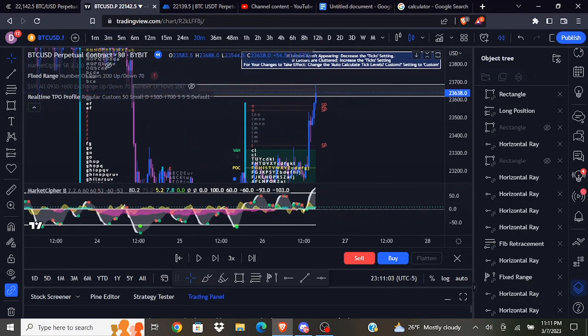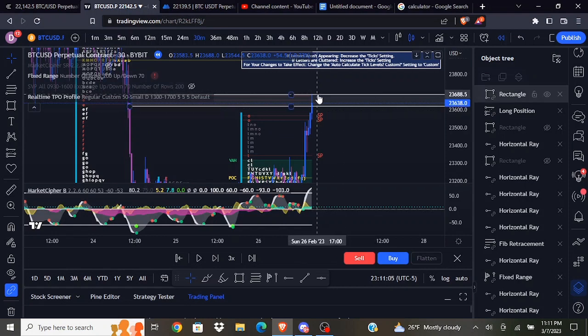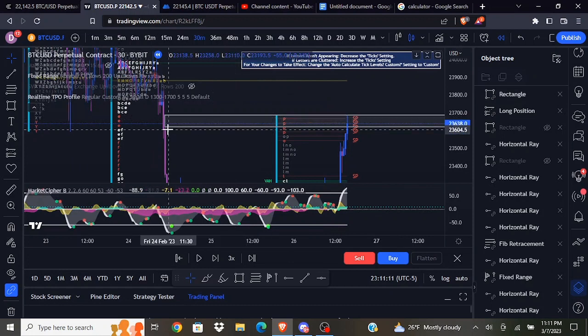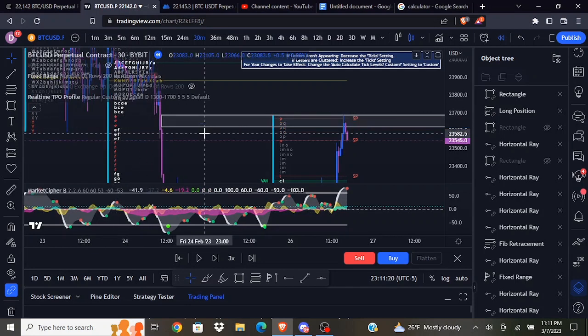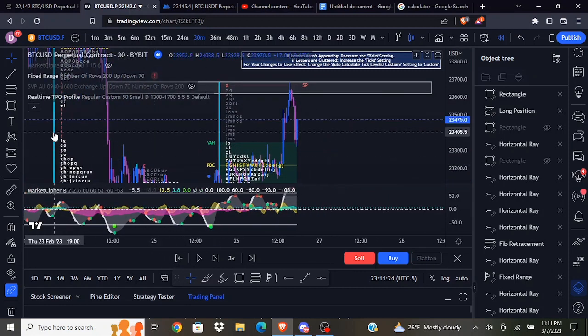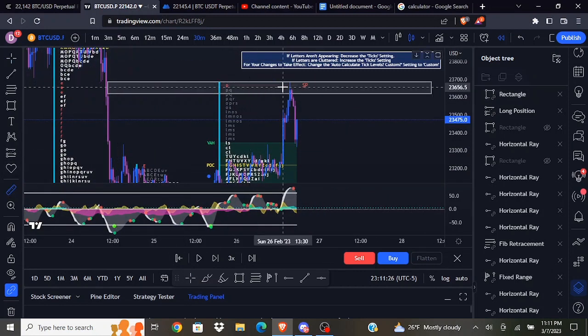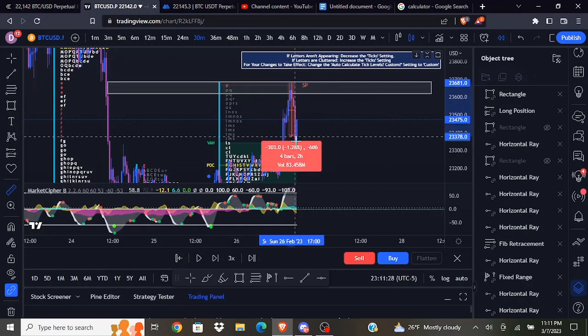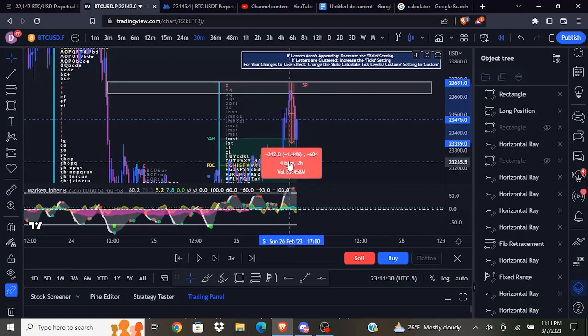As price made its way up there, it rejected right from the spot where those single prints filled. And you can see as price did that, those red lines over here disappeared, showing that these single prints had been filled. And price then got a pretty decent reaction off of those. So that actually would have made for a nice scalp trade if you had those marked out. That was a nice little move there.